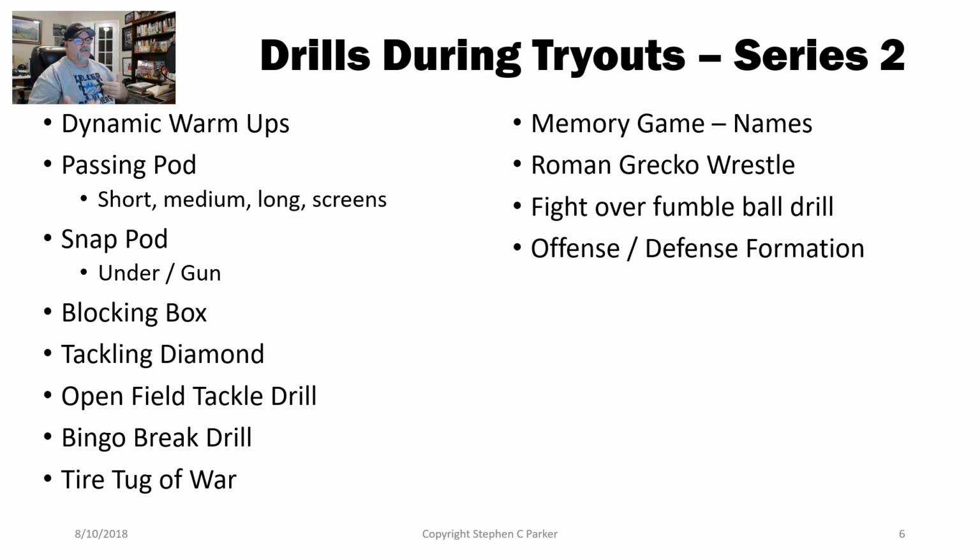If you've got a towel or a rope or a tire, you can do kind of an aggressive tug-of-war game. Do the memory game again. Another aggressive deal is Roman Greco wrestling, where they're on the ground, can't get up, and they basically try to pin somebody. We can do that. This drill is pretty great too. It's the fight over a fumble ball drill. You just throw the ball out, two guys go get it, and they fight to try to get there, and then keep the ball and try to get back.